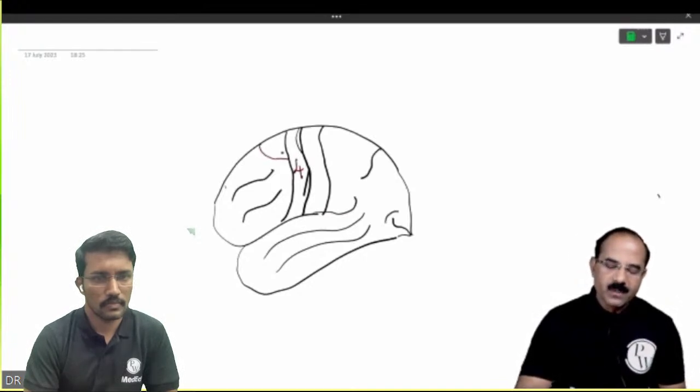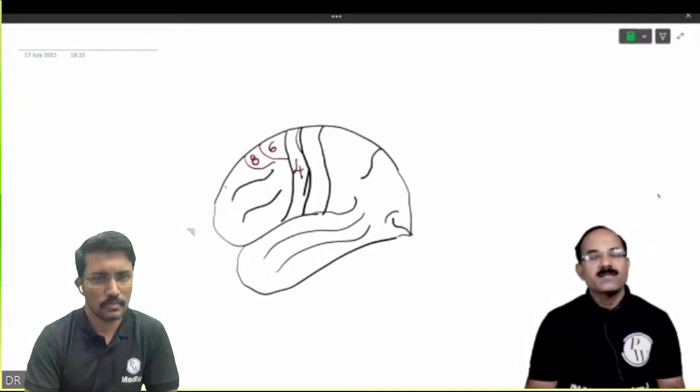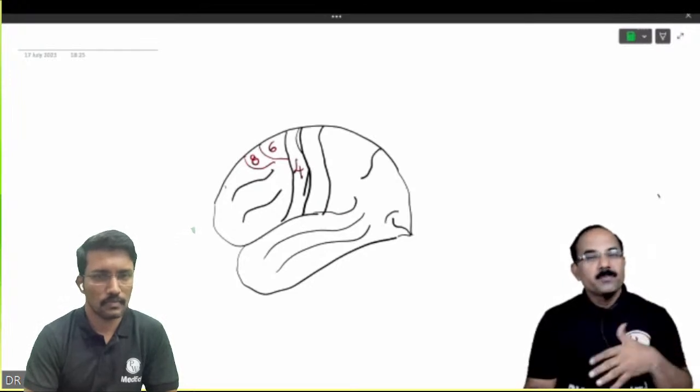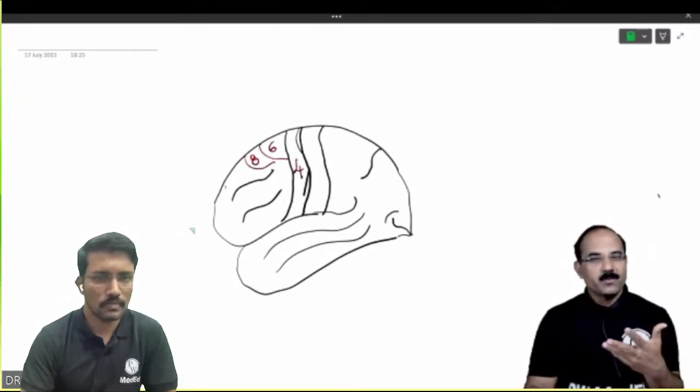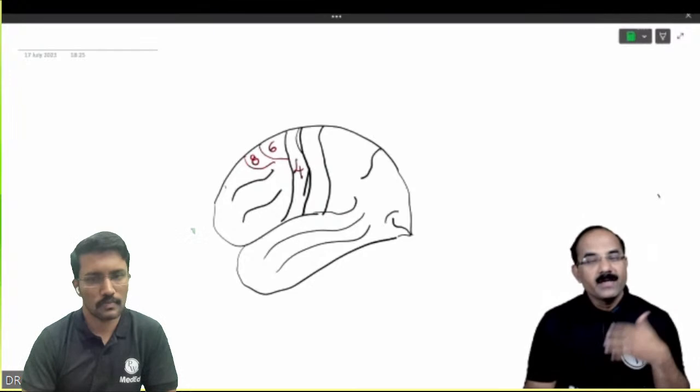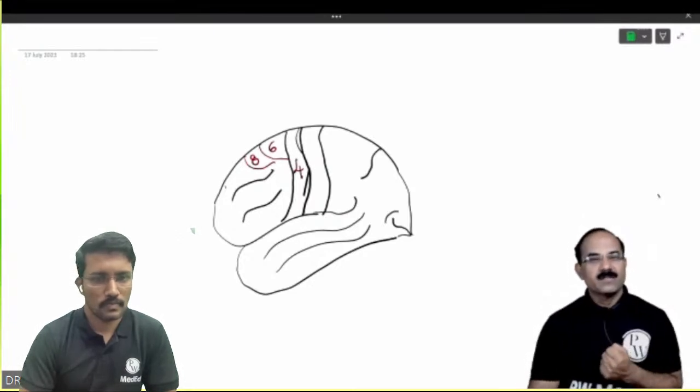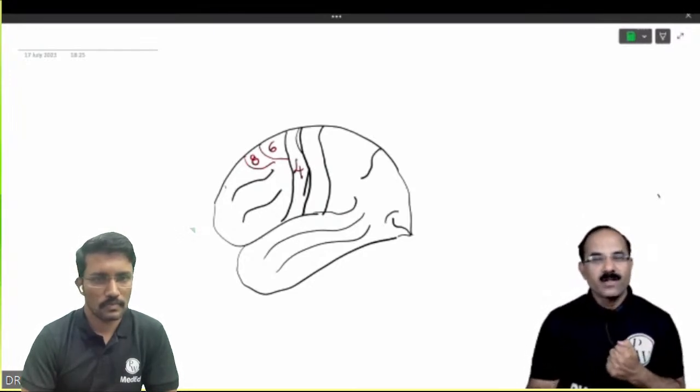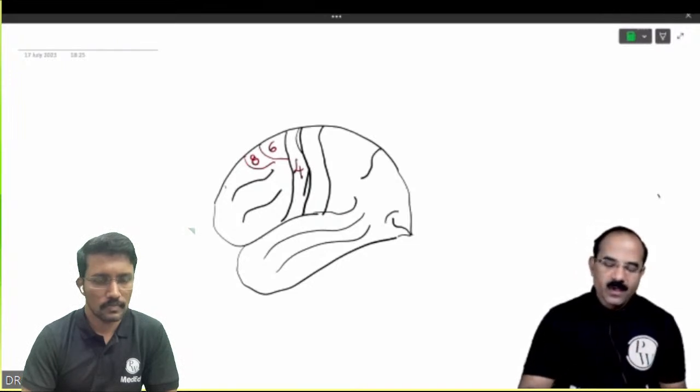This is area number 6 and 8. Areas 6 and 8 are known as the premotor areas. Area number 4 will initiate the movement, and this movement would be carried out by area number 6. Area 8 is also known as the frontal eye field. So 6 and 8 are the premotor area.